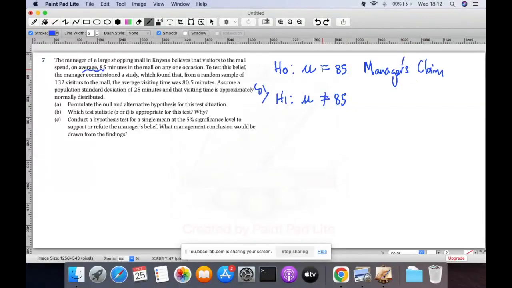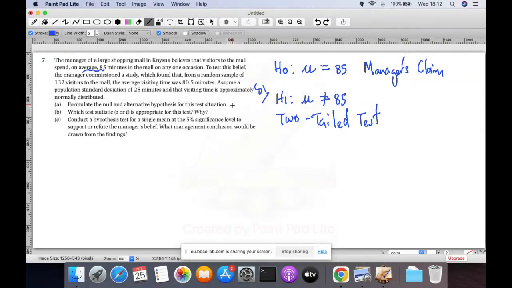Now when it's an equals to, like what we have here, and a not equals to, that means it's a two-tailed test. Okay, so remember that. This is a two-tailed test, and I'll show you what that means visually. All right, so that is your question A done.